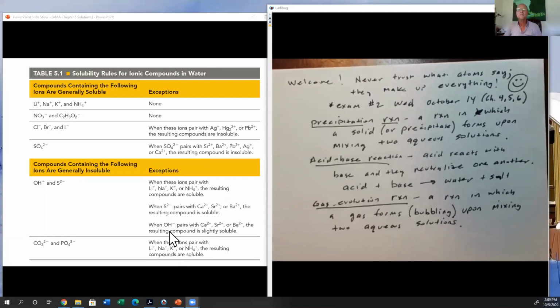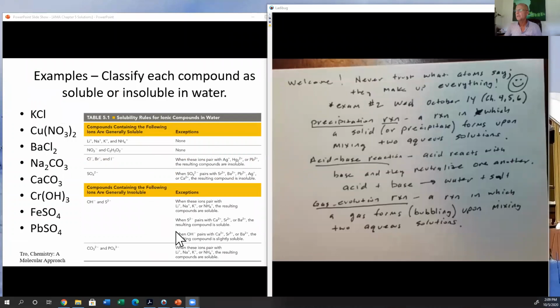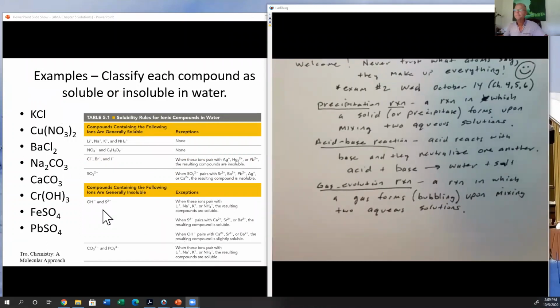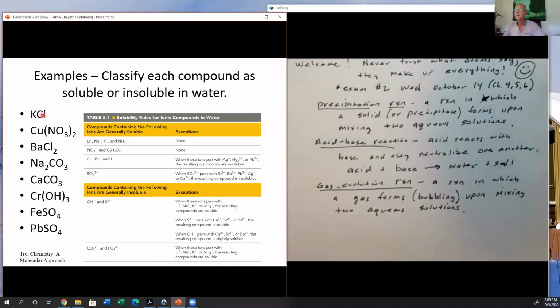All right, so let's just practice a little bit predicting whether compounds are soluble and insoluble. So let's start with this one right here. Potassium chloride. What do you think? Soluble or insoluble? Soluble, right? So potassium, bam, right there. You see potassium in a compound, you know it's going to be soluble.